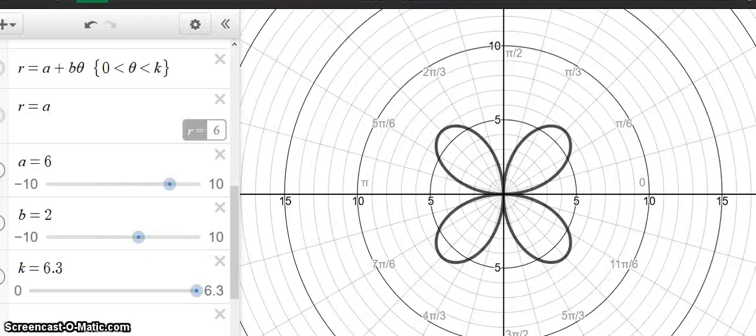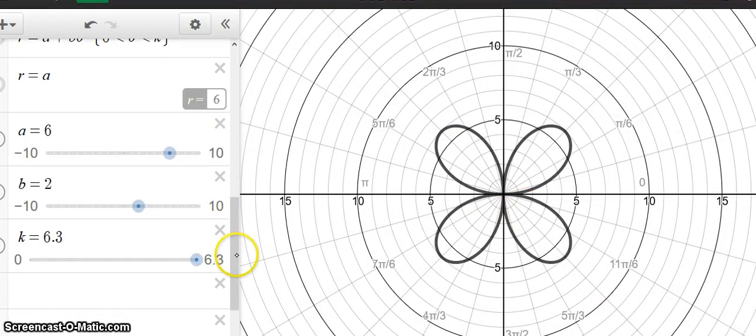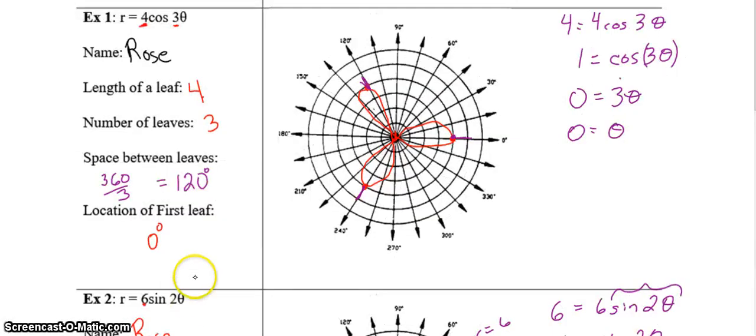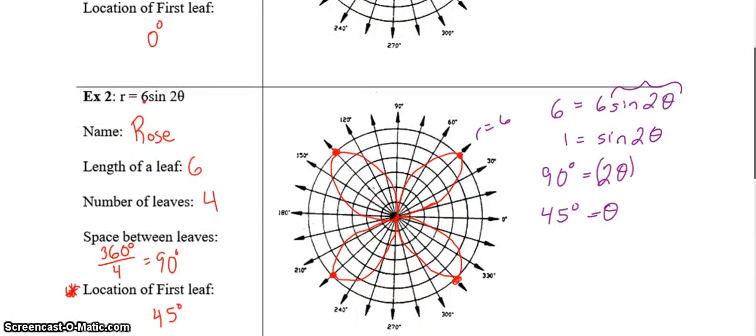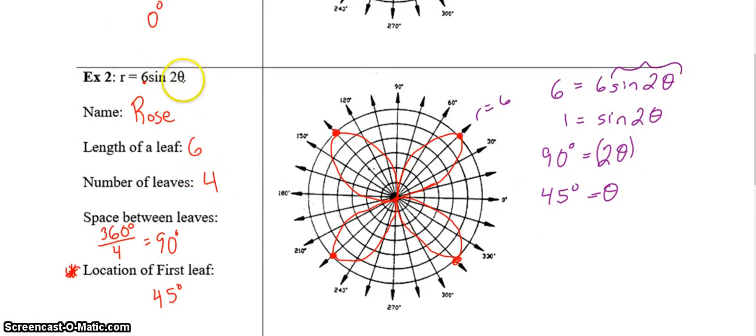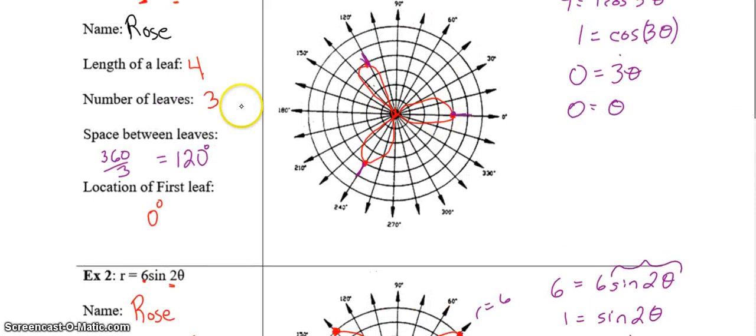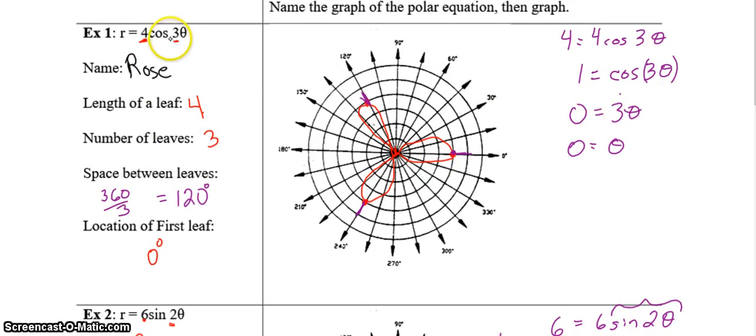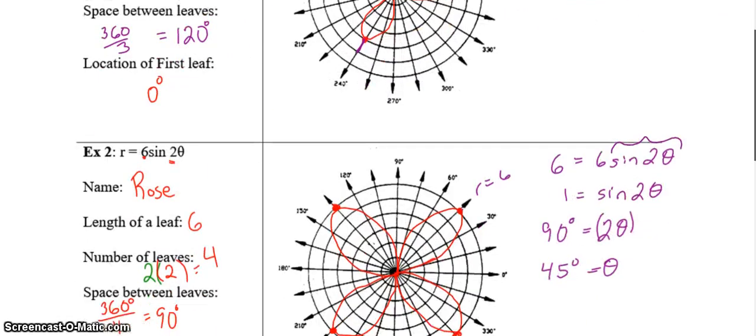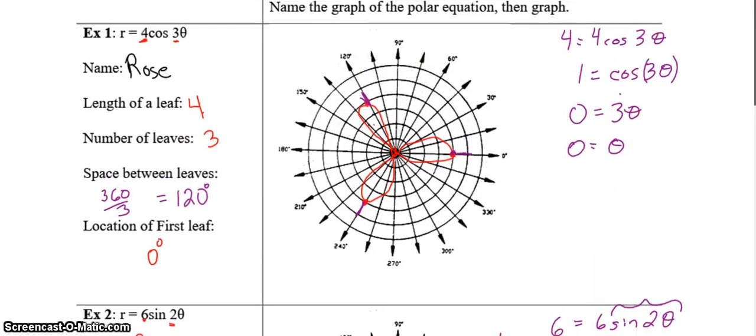By the way, let's just verify that thought. But how many leaves? I don't see 4 anywhere in here. But notice that's an even number. So if we take 2 times the coefficient of theta here, we do get 4. But this is an odd coefficient here in example 1, and we didn't. So even coefficients we double, odd coefficients we don't.